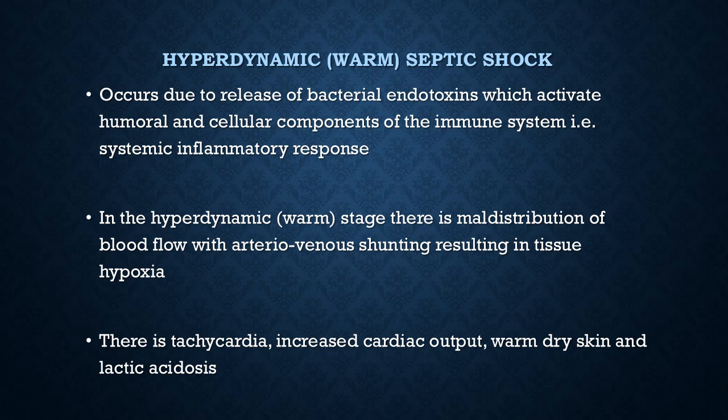In the hyperdynamic warm stage, there is maldistribution of the blood flow with arteriovenous shunting resulting in tissue hypoxia. The peripheral arterioles and venules and the capillary bed are too much dilated, and when the blood reaches the capillary bed, instead of going through the whole of the capillary bed, the blood gets shunted from the arterioles into the venules directly, and the tissues, because the blood has bypassed the capillary bed, are left hypoxemic.